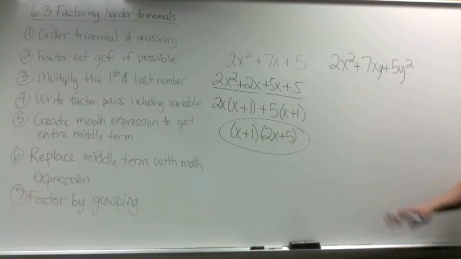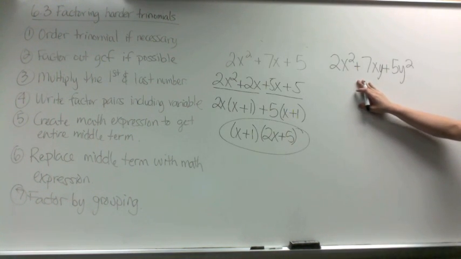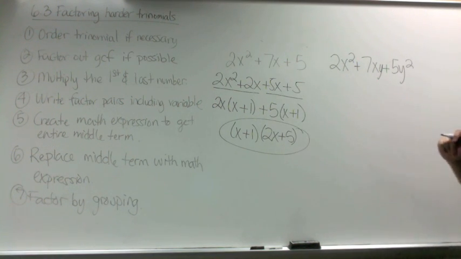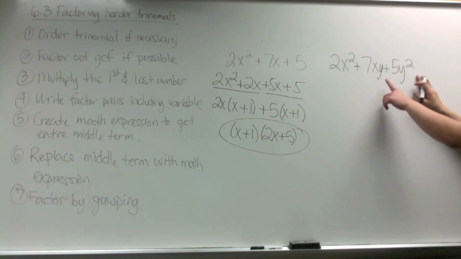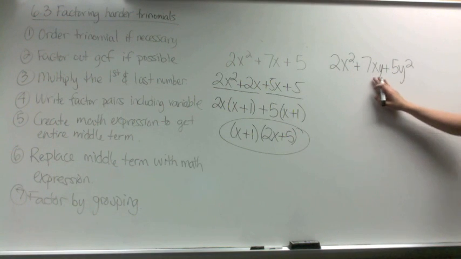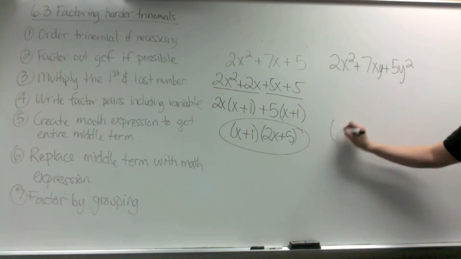In our last example, 2x squared plus 7xy plus 5y squared, if you notice, it's very similar to the first example that we did in the beginning of the video. The only difference is that we have the extra variable y, and we have a y squared at the end and a y in the middle. The answer to this problem is actually 2x plus 5y times x plus y.